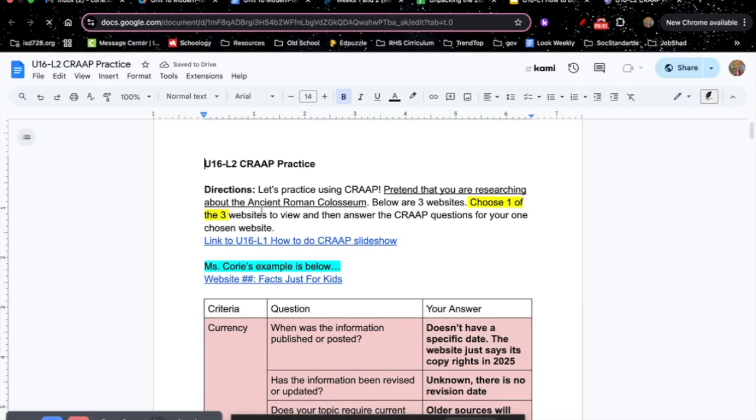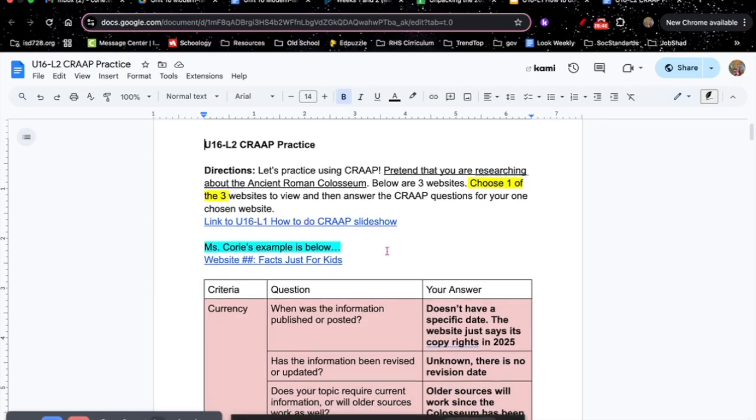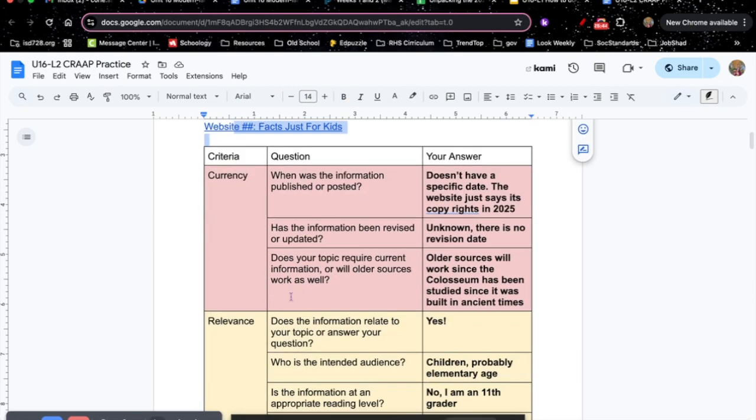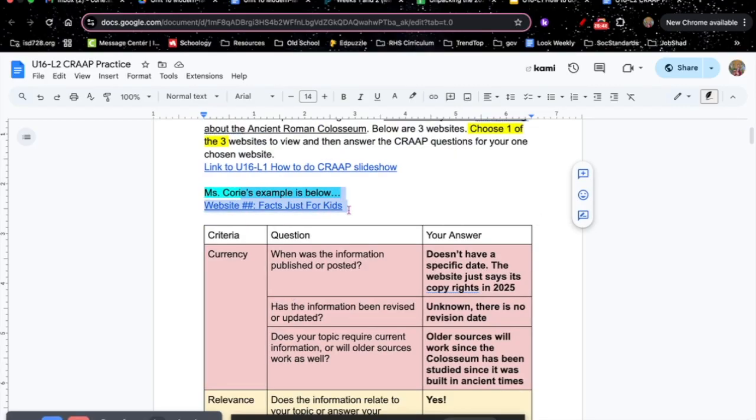All right, so directions. Let's practice using CRAAP. Pretend you're researching the ancient Roman Colosseum. Below are 3 websites. Choose one of the 3 websites to view and then answer the CRAAP questions for your chosen website. Okay, again, just choose one website. Here's my example here. So no, you can't do this website because it's my example.